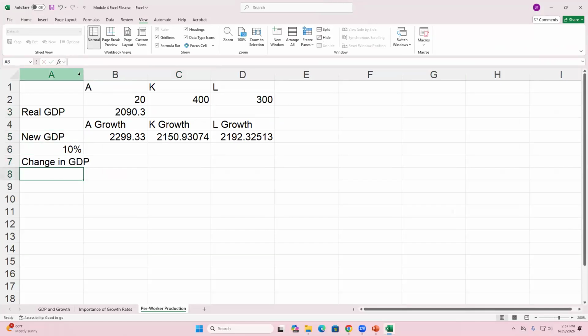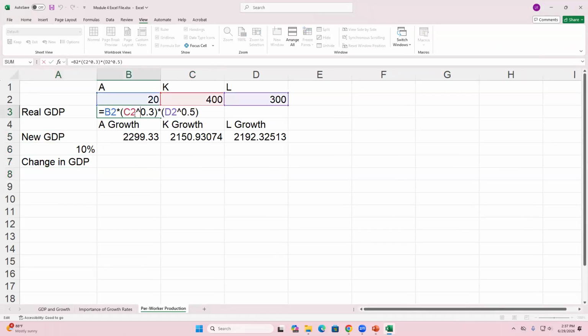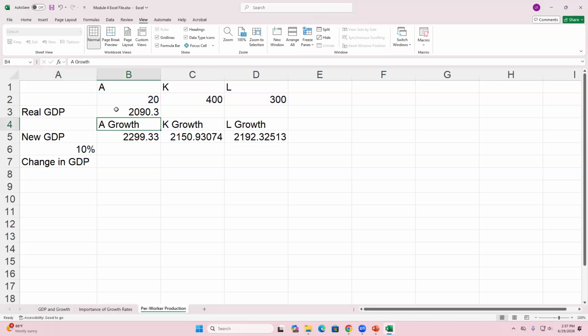And then what was the resulting change in my GDP, okay? So all I did in these cells is I thought about, okay, I'm going to have this function, total factor productivity times capital to the 0.3 times labor to the 0.5. If I saw a 10% increase in total factor productivity, that would be what? 20 times 1.1, or give me that value of 22.